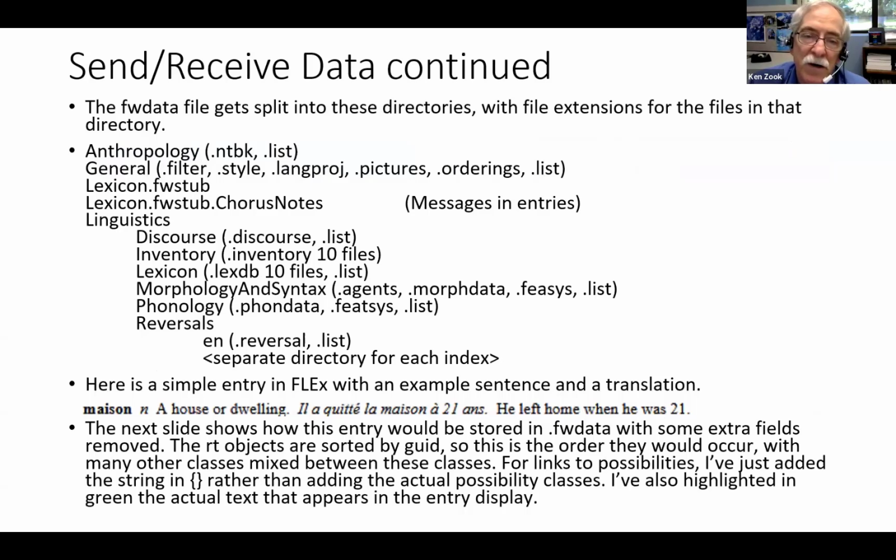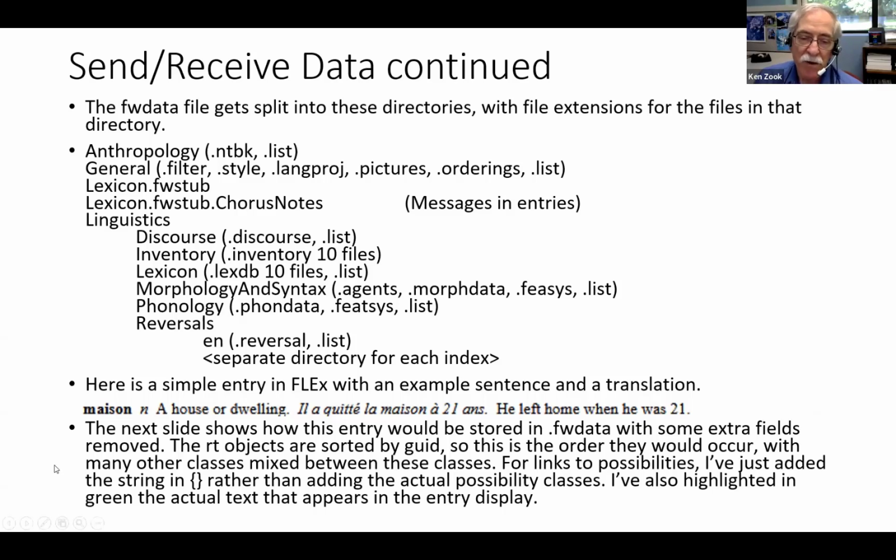So the FW data file gets split into these: directory and anthropology, a general lexicon, linguistics, discourse, inventory, lexicon, morphology, phrenology, and reversals. And the inventory is the word list inventory, and that's actually split into 10 individual files, and the lexicon is also split into 10 individual files.